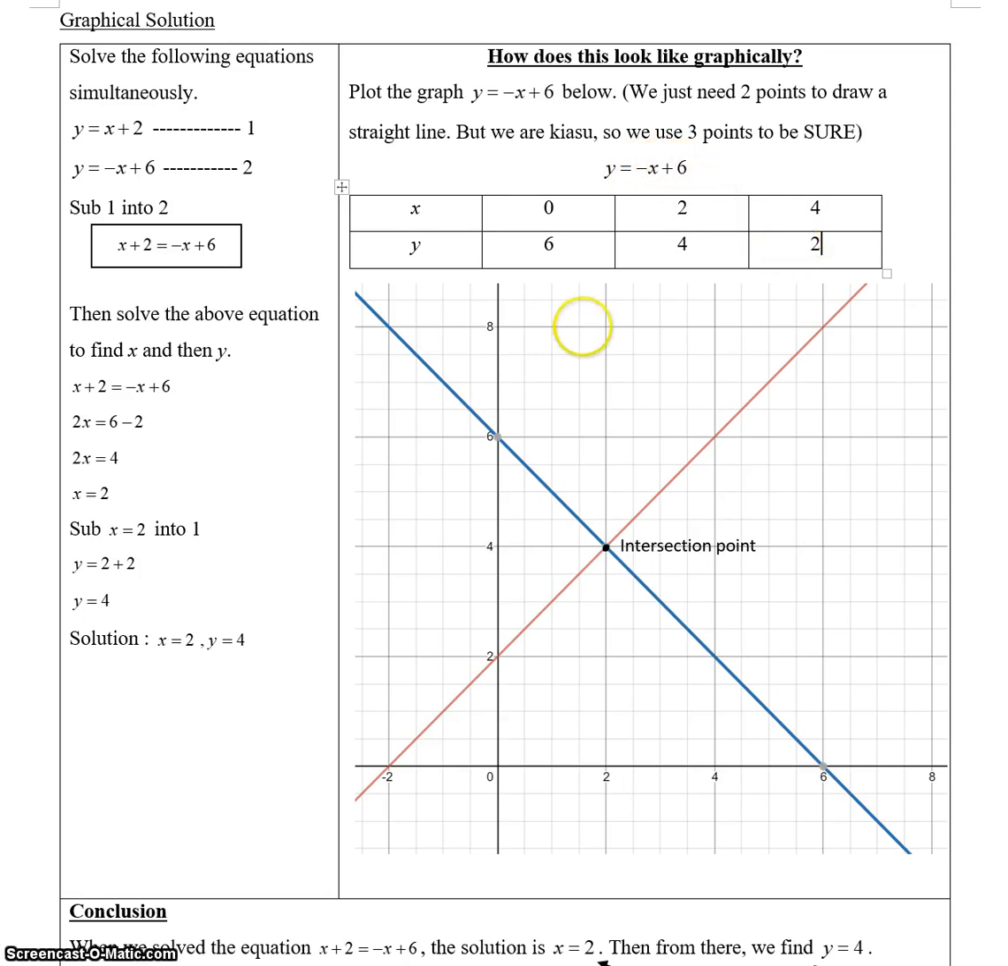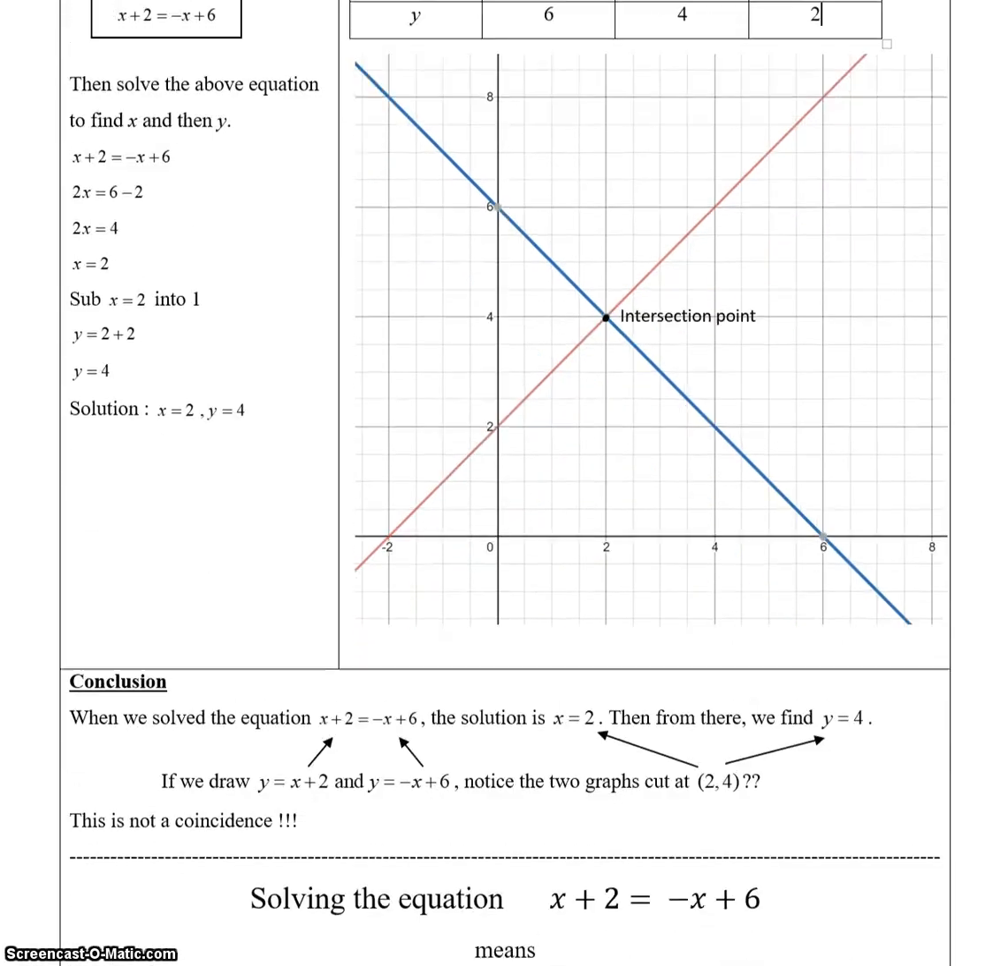After that, I'm going to plot these 3 points. So 0, 6 is 1 point here. 2, 4 is this point. And then 4, 2 is here. So these 3 points I'm going to join, and I'm going to form this blue color line. You notice that I also highlight this intersection point. Let's talk about this later. But let me scroll down a bit.